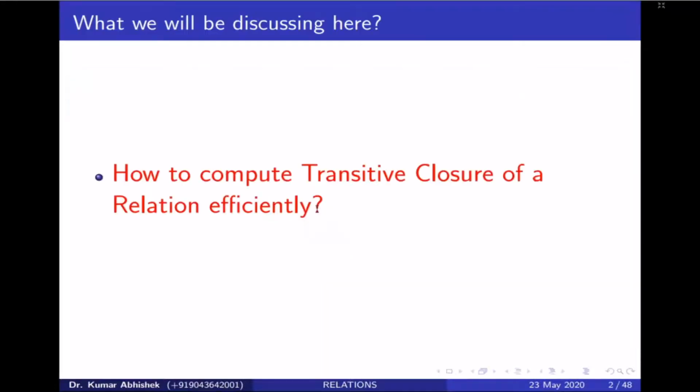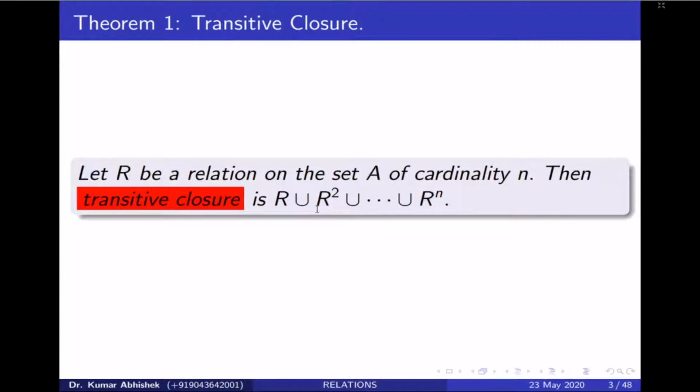Today we will be seeing how to compute the transitive closure of a relation in an efficient manner. In our previous lecture, lecture number 12, we have seen that the transitive closure of a relation defined over a set of cardinality n can be computed using the union of R composition, where the composition extends from power 1 to power n.